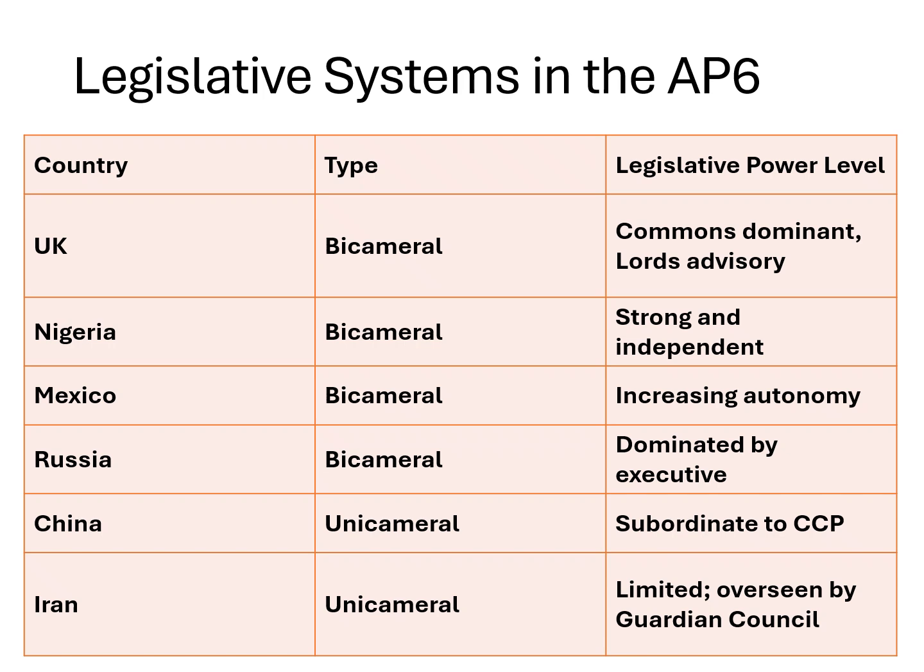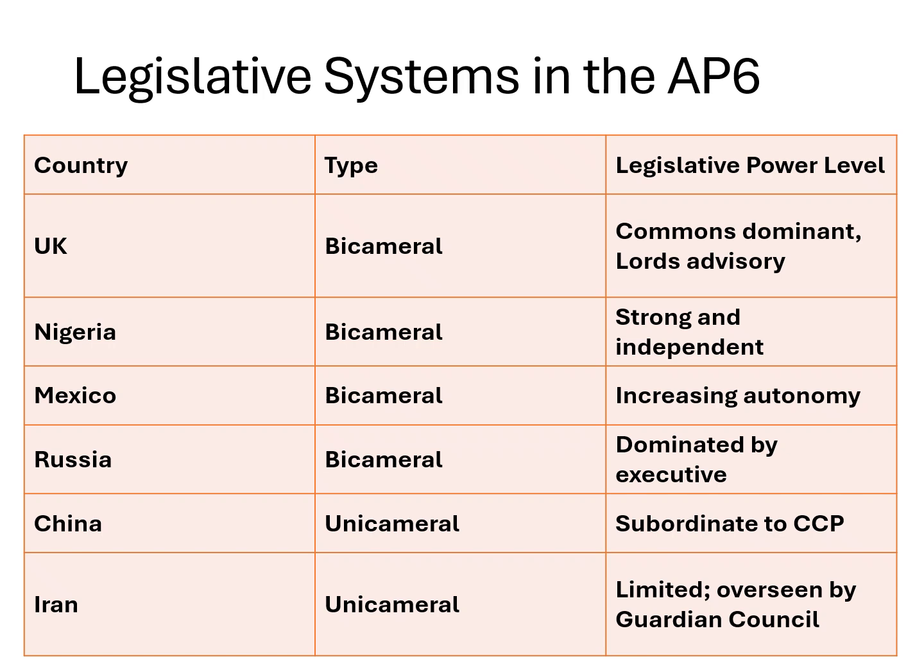Legislative systems in our AP 6 countries. Well, the UK is bicameral with the House of Commons and the House of Lords. The Commons is the dominant house, the lower house. Nigeria is bicameral, with a very strong independent legislature. Mexico is bicameral. It is growing in independence.